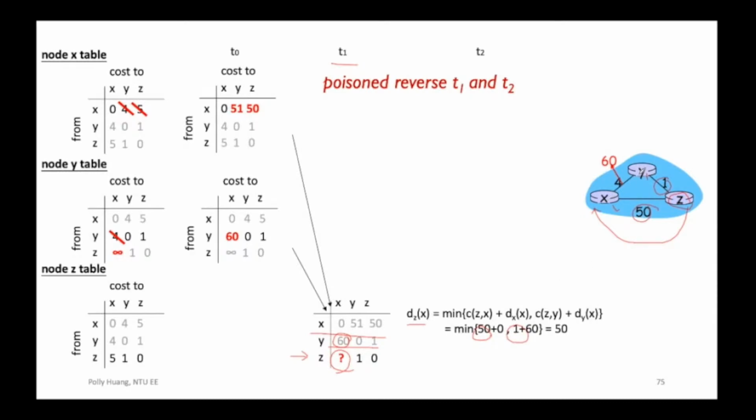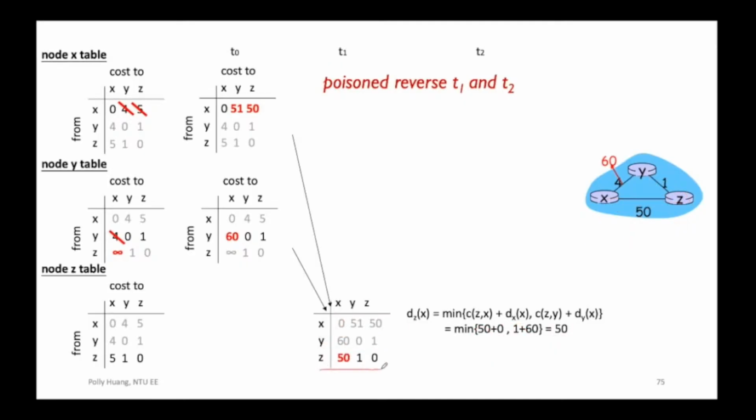The xx and the yx, the xx, the yx. So xx value 0, yx value 60. So 0 here, 60 here. So comparing 50 to 61, 50 wins. And you see here, from z to x, we're taking just this link, zx, as a direct path to destination x. Quite different, isn't it?